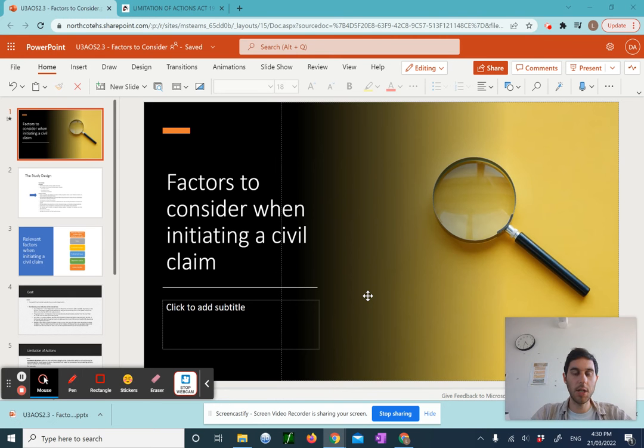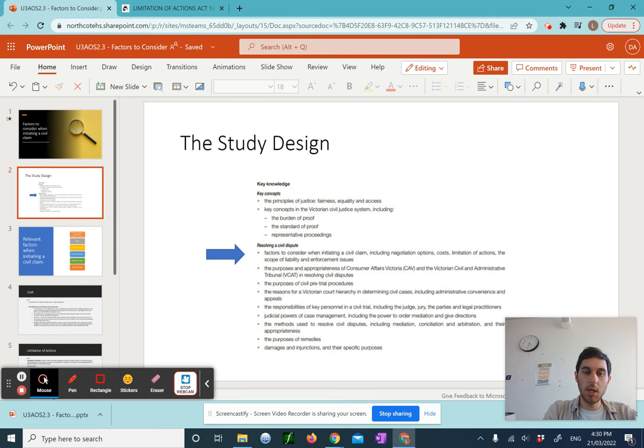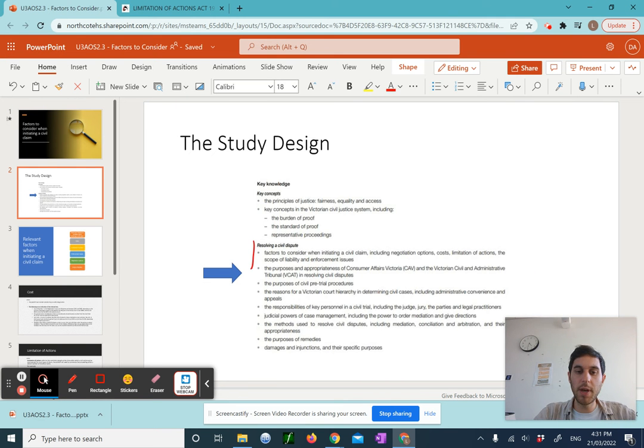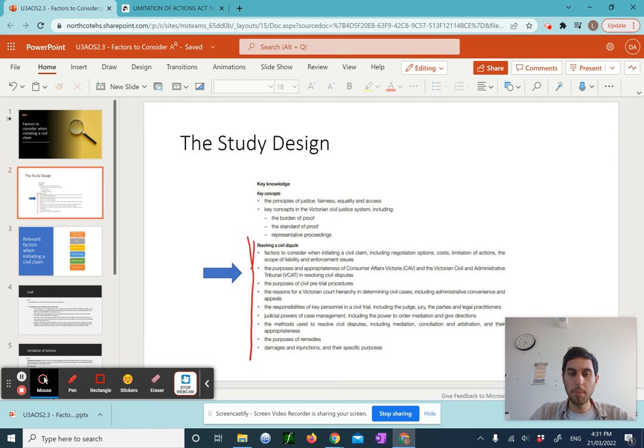Welcome to Legal Studies, and today we're going to be learning about the factors to consider when you decide to initiate a civil claim. So where are we in the study design? Here we are. We're just starting our next heading, which is about resolving a civil dispute. All of these dot points that we're going to start learning about are all about what happens when you make that decision to sue someone.